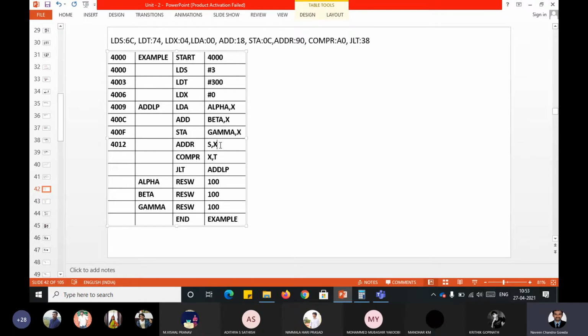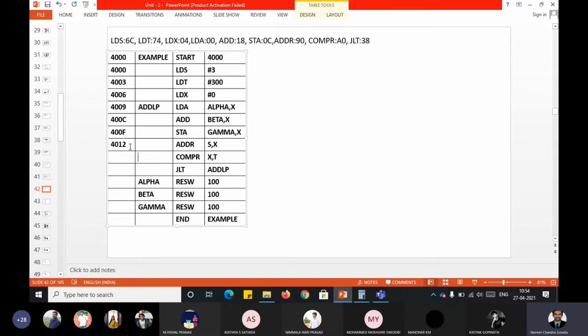Now here you can observe, these are the two instructions which are acting purely on the registers, because S comma X is also registers. S is the register, X is the register. Again here X is the register, T is the register. So these are purely acting on registers. As they are purely acting on the registers, these two instructions belong to format 2, for which you just have to allocate only 2 bytes.